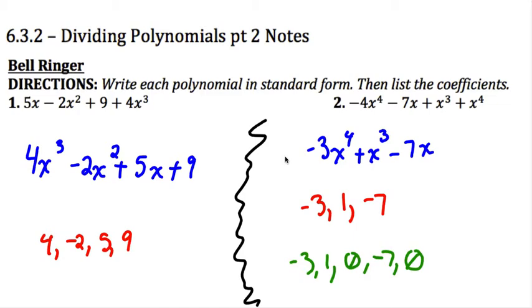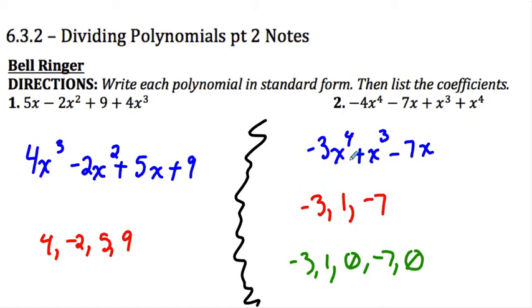So that's basically what I wanted to go over in our bell ringer here. I have these all filled out for us. Basically just putting them in order from highest exponent to lowest exponent, and then listing the coefficients. So 4x cubed minus 2x squared plus 5x plus 9. That's just putting them in order from highest power to lowest power. And then listing the coefficients 4, -2, 5, and 9. You'll see why I'm having you do that once we get into the problems.